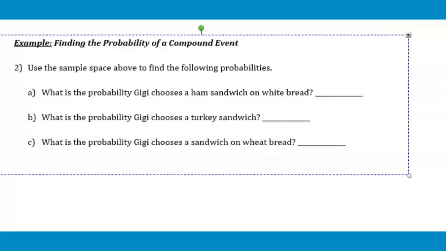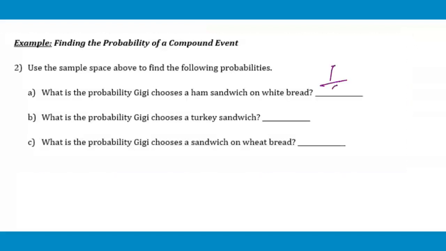All right, use the sample space from above to find the following probabilities. Well, we know that there are 6 different outcomes. What is the probability that she chooses a ham sandwich on white? Well, if we look back at those combinations in the sample space, there is 1 out of 6 combinations that is a ham sandwich on white bread.